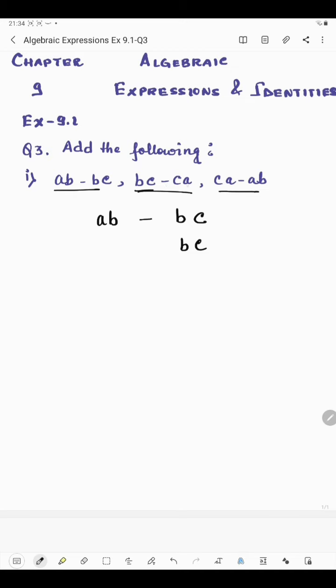Now minus CA. This term is not present here, so we will put it at the end. So BC minus CA. Now in the third expression we have CA. CA is here, so we will put it below CA. As the sign of CA is positive, we don't have to put a plus sign here. And minus AB. AB is here, so AB is put below AB, and the sign of AB is negative, so we will have to put a negative sign.